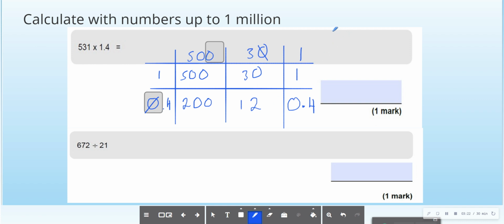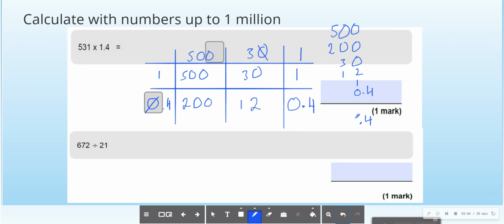Now, we're going to add all these together. 500 plus 200 plus 30 plus 12 plus 1 plus 0.4. Add all these together. You've got the 4 at the end. 0, 1 and 2 is 3. 3 and 1 is 4. 5 and 2 is 7. So 743.4.